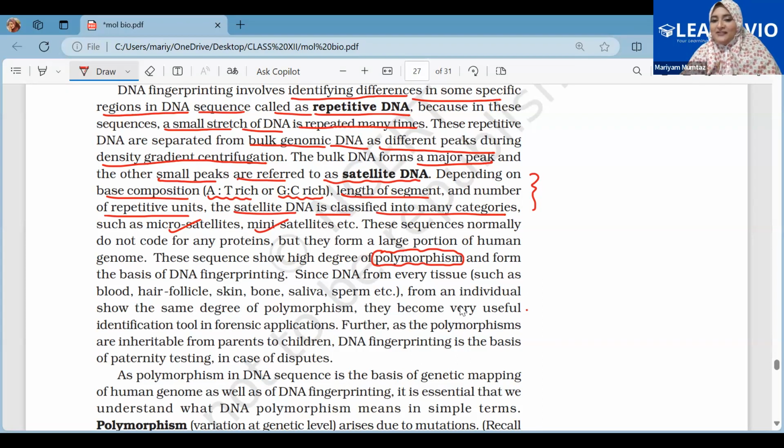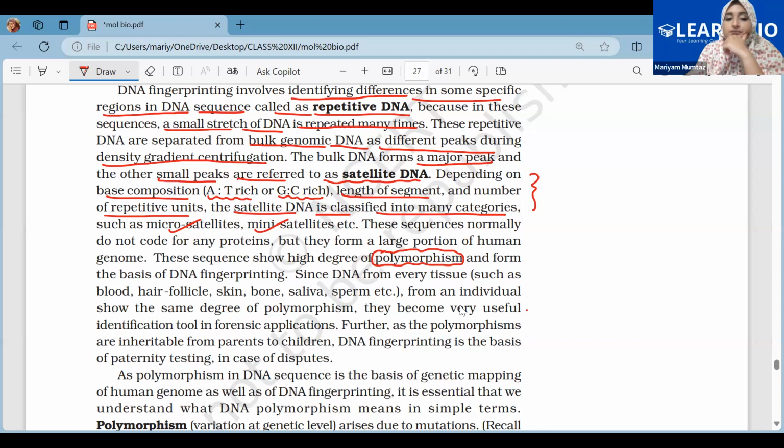Morph. Have you people seen Power Rangers? Changing. Yes, morphing, changing into different types, right? Power Rangers used to morph into Rangers, right? Everyone who has seen Power Rangers knows. So in the same way, these repetitive DNA have a high degree of polymorphism, meaning they can change the way they are.